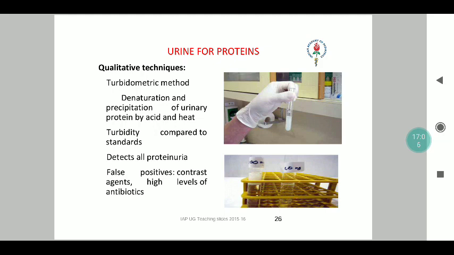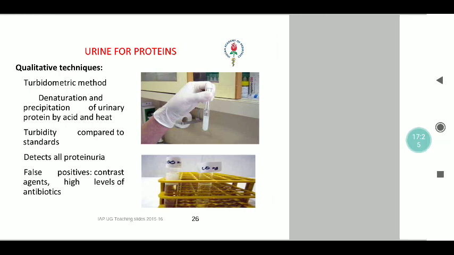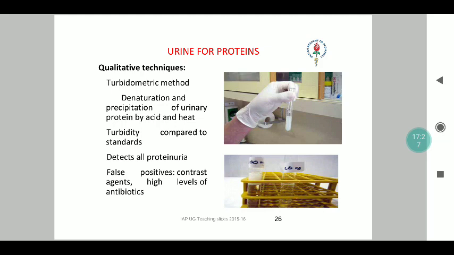Method of doing the urine routine, the qualitative method: we already know it's the turbidometric method. For theoretical sake, you should know about it. The proteins present in the urine tend to get denatured if you give acid and/or heat, so turbidity is compared to the standard. It can detect all proteinuria; it's not albumin specific. From biochemistry days, you already know all of this. The only thing is there is a high chance of getting a false positive. A child on antibiotics may also show a slightly higher value.